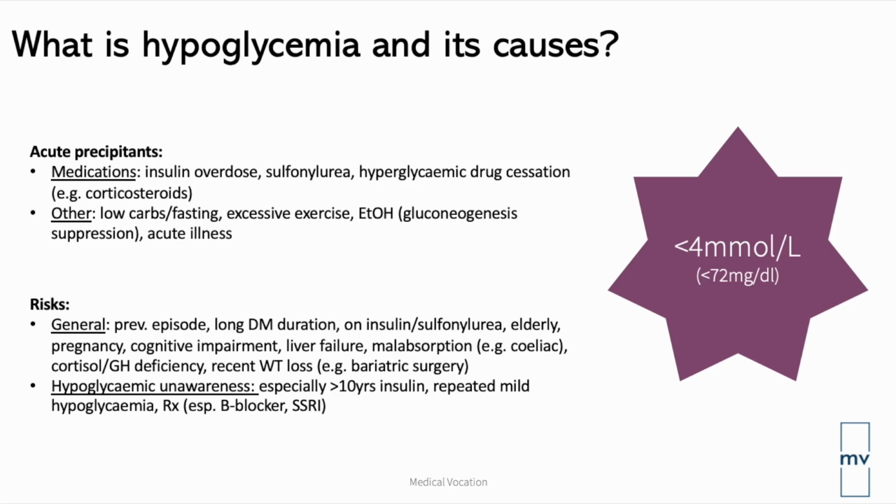The risk factors for hypoglycemic unawareness include being on insulin for a really long time, having repeated mild episodes of hypoglycemia such that they're almost desensitized to it, and being on certain medications that suppress the symptoms of hypoglycemia, in particular beta blockers and SSRIs.